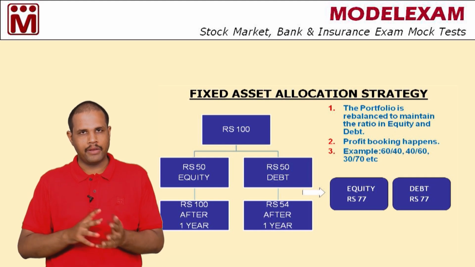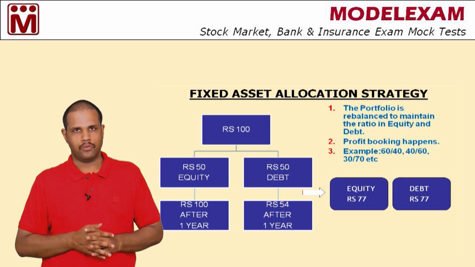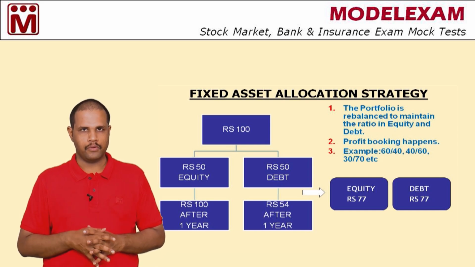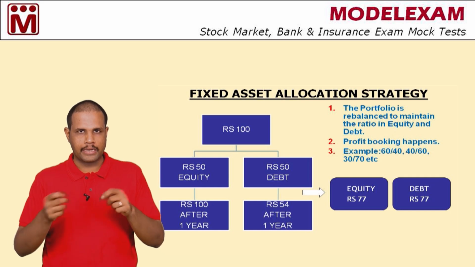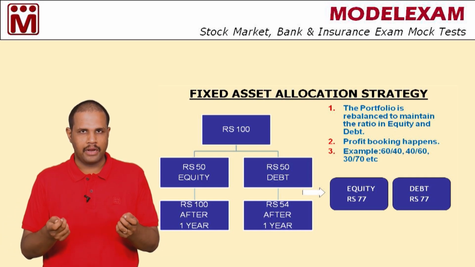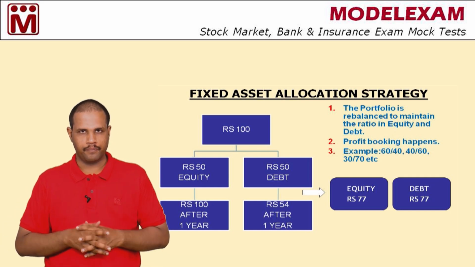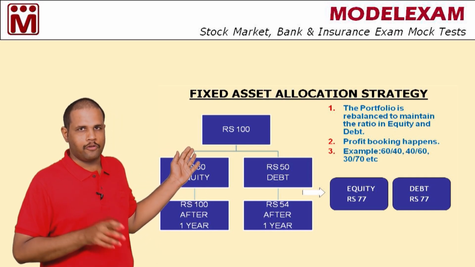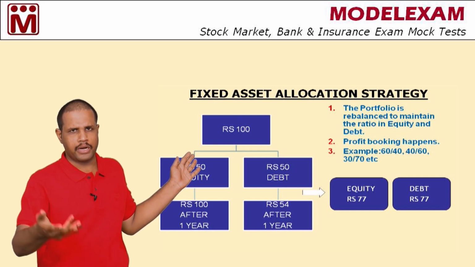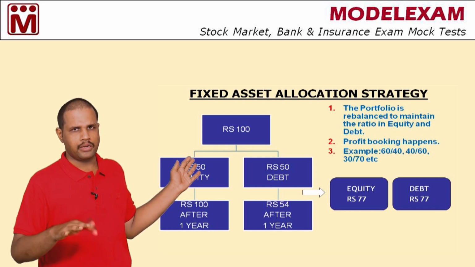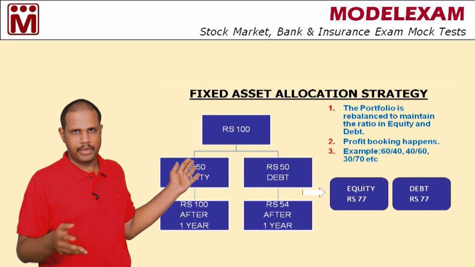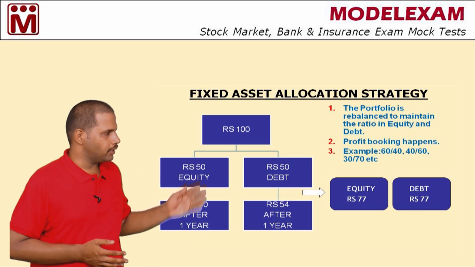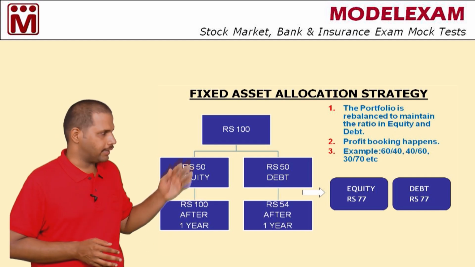And after a year, I will rebalance the portfolio. In fixed asset allocation, rebalancing is done periodically so that we again come back to the starting asset allocation pattern, that is 50-50. Let us see with an example. Let us follow the 50-50 rule. This is just for an example. It could be even 60-40, 30-70, 40-60, any kind. Let us assume 50% in equity and 50% in debt.